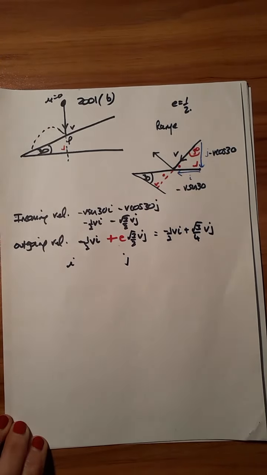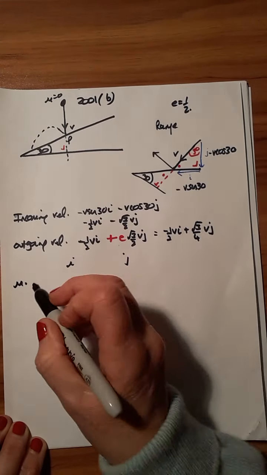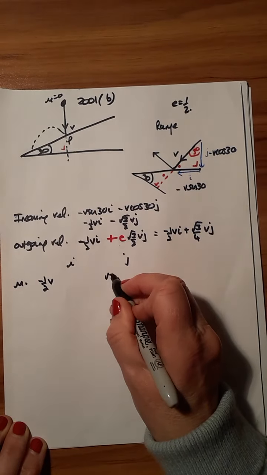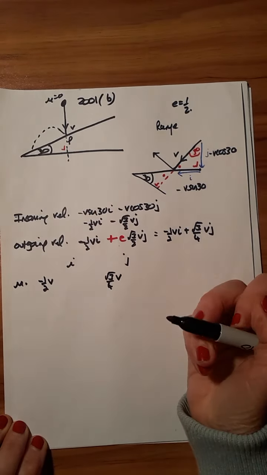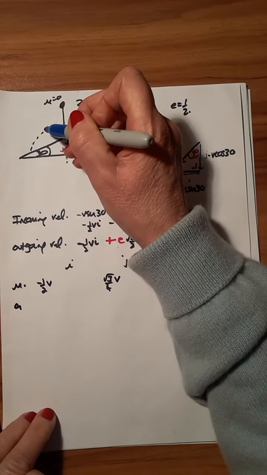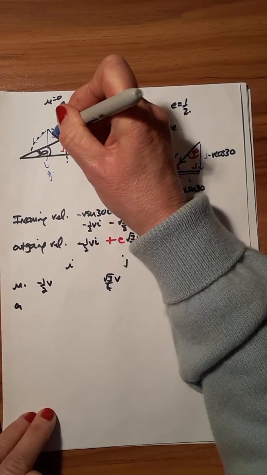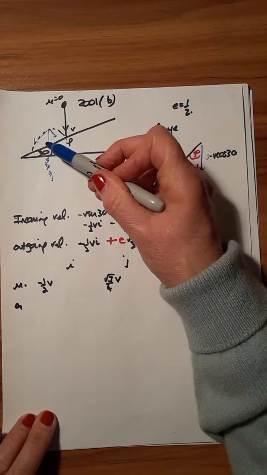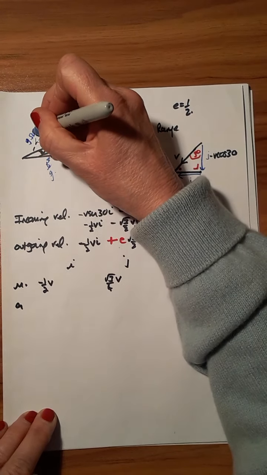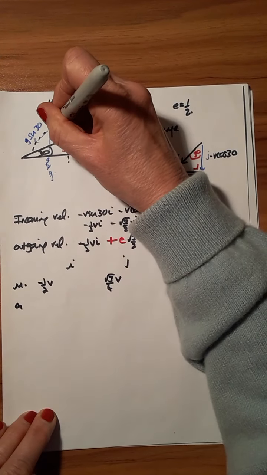I'll get my ij components for my table. The u is this incoming velocity here, which is minus a half v, and the j part is root 3 over 4 v. The acceleration due to gravity, the a, here it is, so there that would be the g. So I'll break it into its two components and I'll get rid of this. So of course this i component here will be g sin 30, and this j component will be g cos 30.